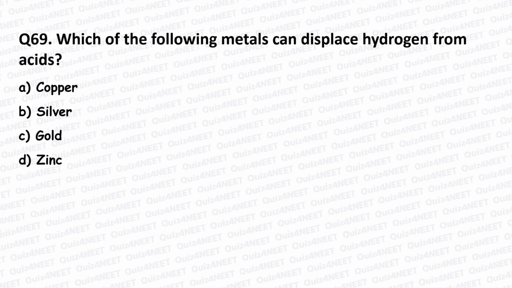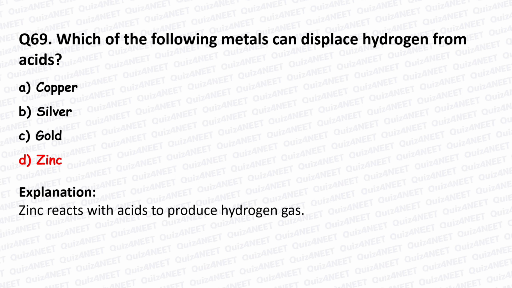Q69. Which of the following metals can displace hydrogen from acids? A. Copper, B. Silver, C. Gold, D. Zinc. Answer. D, explanation. Zinc reacts with acids to produce hydrogen gas.